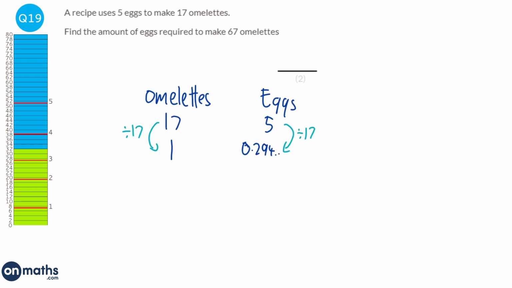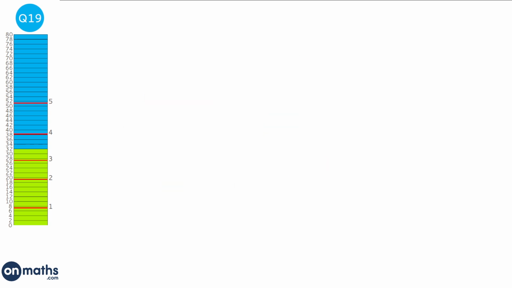Next we want to see how many for 67 omelettes, and to get to 67 from 1 we times by 67, so do that to the amount of eggs, and we get 19.705 blah blah blah. Now you can't get 0.705 of an egg, we always round with eggs, and we always round upwards, because if you need 19.7, 19 won't be enough, so we need to pick 20 eggs.